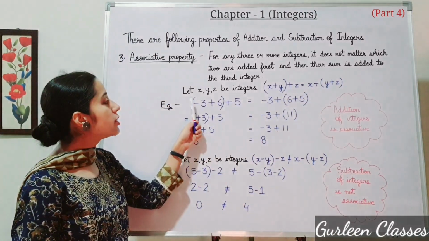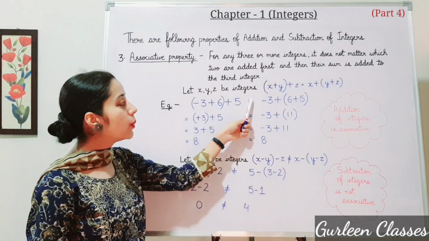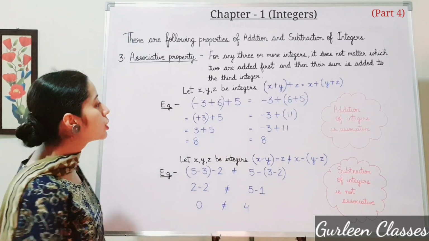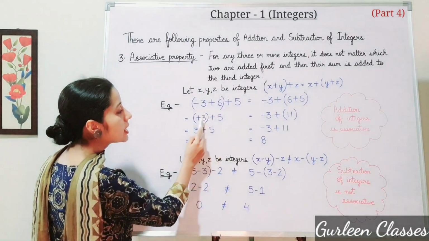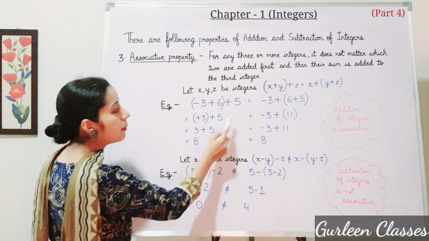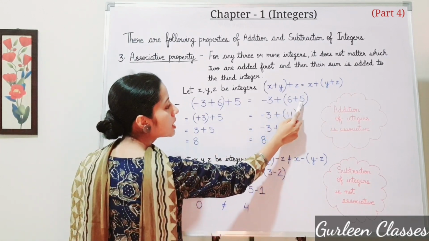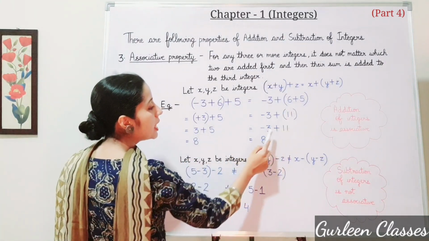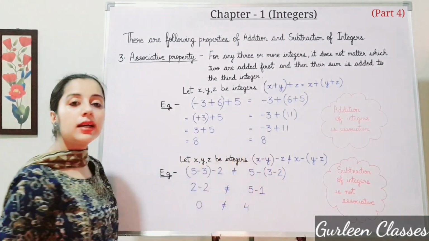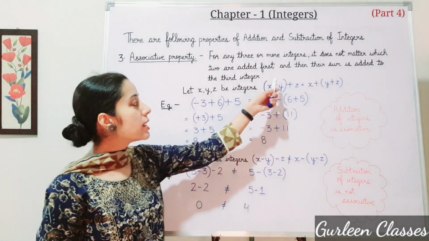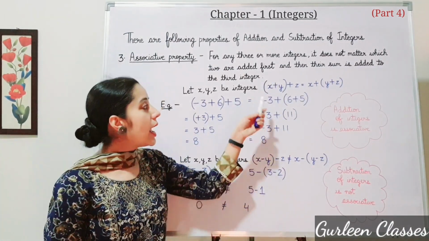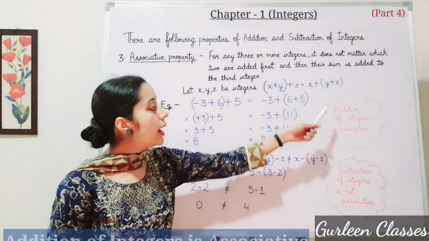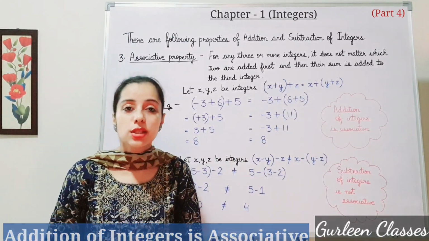Example, (minus 3 plus 6) plus 5 is equal to minus 3 plus (6 plus 5). So here if you solve, minus 3 plus 6 is 3, plus 5 is 8, and here 6 plus 5 is 11, minus 3 plus 11 is 8. Both the sides are equal. If you do (x plus y) plus z and x plus (y plus z), both will be the same. So we can say that addition of integers is associative.